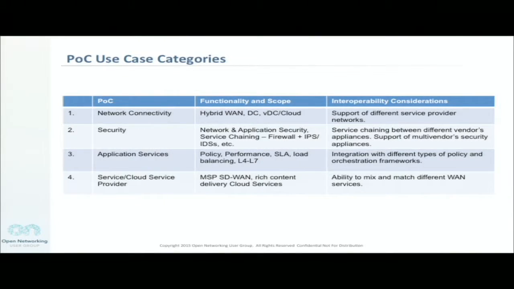The third was application services, and that had to do more with policy, performance, and layer 4, layer 7 services, right? The fourth category was on cloud and service provider, so that enterprises looking to connect up to cloud services would be able to do that while still taking advantage of what SD-WAN had to offer. So those were the 4 use categories which you'll see demoed in different formats by each of the participating vendors.